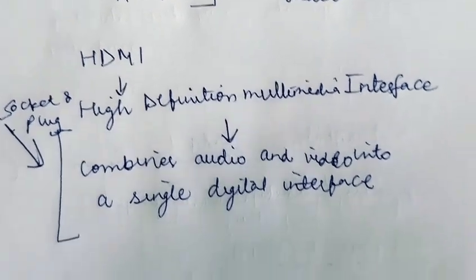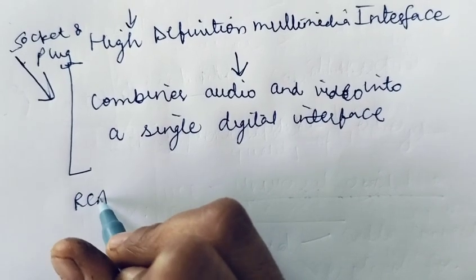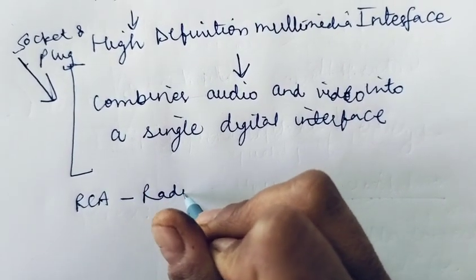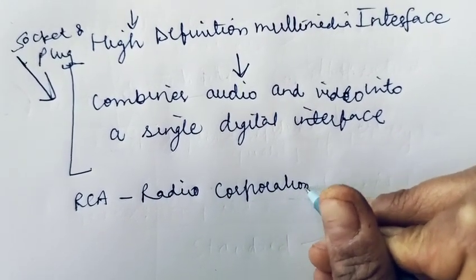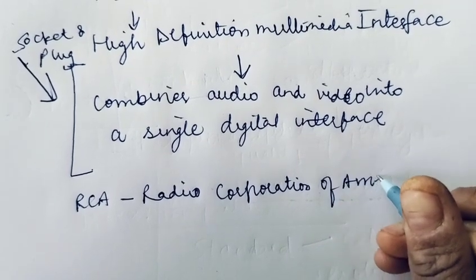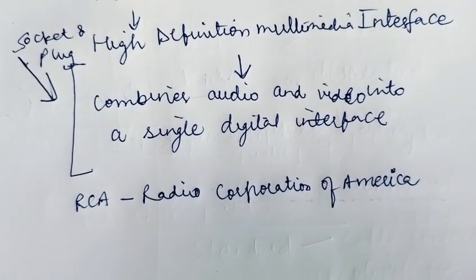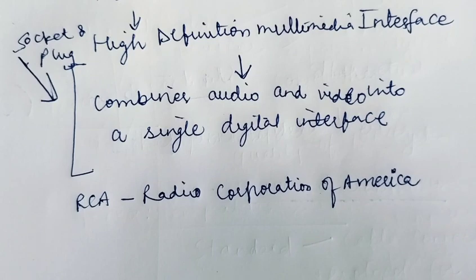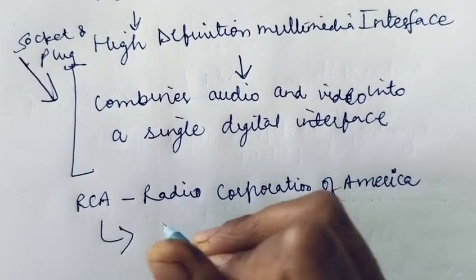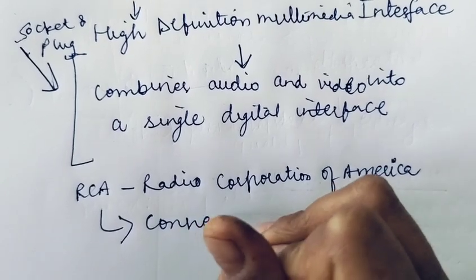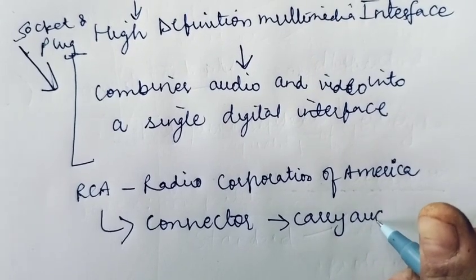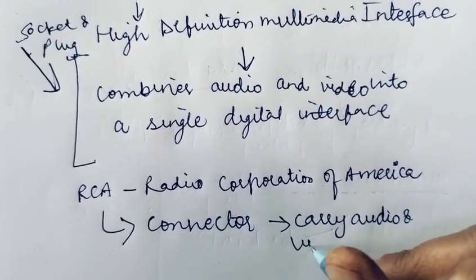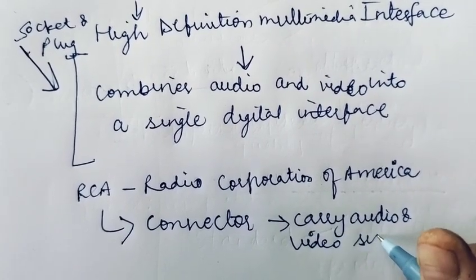Then RCA. RCA stands for Radio Corporation of America, and it is basically an electrical connector used to carry audio and video signals. So it is a connector. RCA here is a connector which is used to carry the audio and video signals.